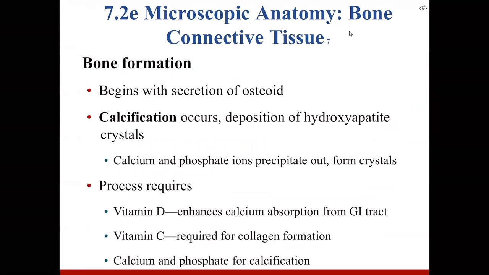Okay, now, how do we make bone? It begins with the secretion of the osteoid, and then it calcifies. It's going to require vitamin D so that we can absorb calcium, vitamin C so we can form collagen, and you need calcium and phosphate for it to calcify.